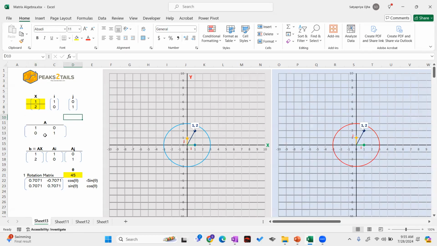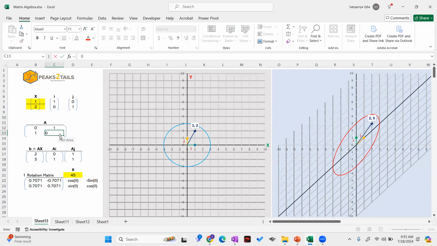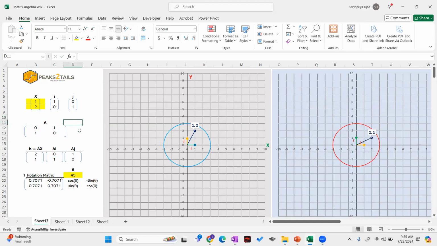If you swap the, I think this is 0, this is 1, and 1, 0. Right. This is called a permutation matrix. So what has happened is you have swapped the order. 1, 2 has become 2, 1.